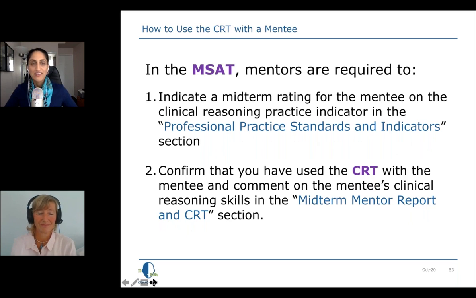Excellent, thanks, Sarah. So we're just going to conclude with a few last slides on the MSAT and what's required in the MSAT for you as a mentor. So firstly, in the MSAT, you will be indicating a midterm rating for the mentee on the clinical reasoning practice indicator, and that's in the professional practice standards and indicators section. And as a mentor, you're also going to confirm that you have used the clinical reasoning tool with the mentee and comment on the mentee's clinical reasoning skills in the midterm mentor report and CRT section.